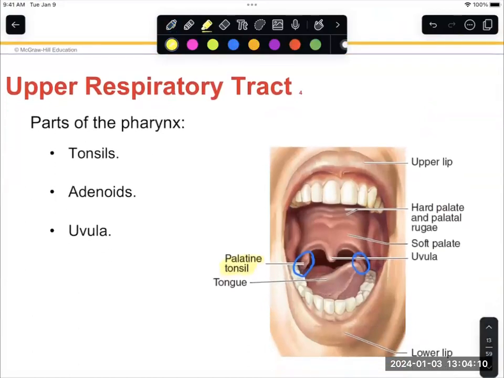Uvula. That uvula is an extension of that soft palate. So it is this portion in the back of your throat that comes down. If you look into the back of somebody's throat, and you have them say, ah, that uvula will rise up.